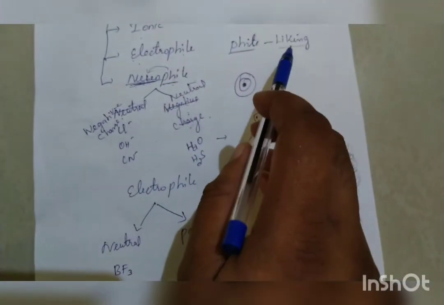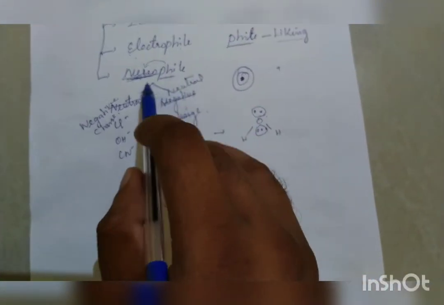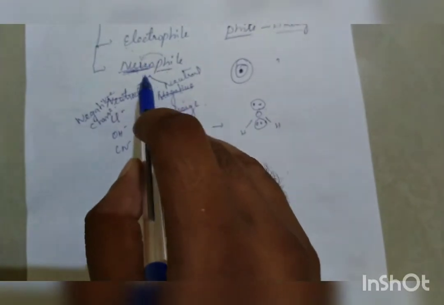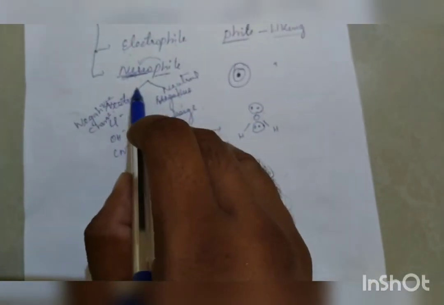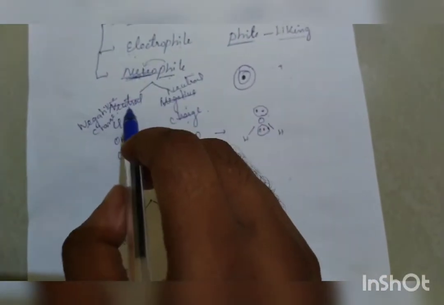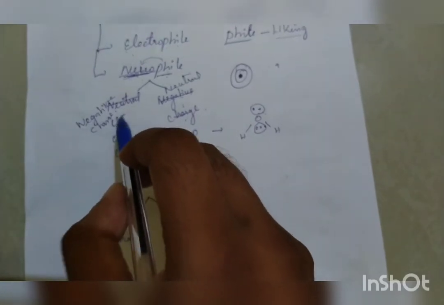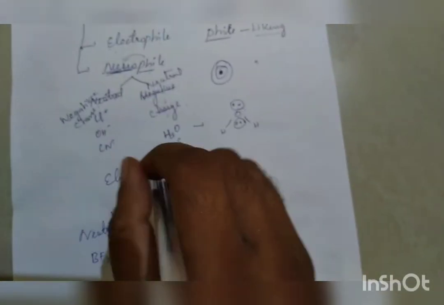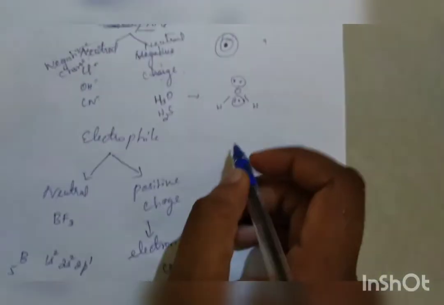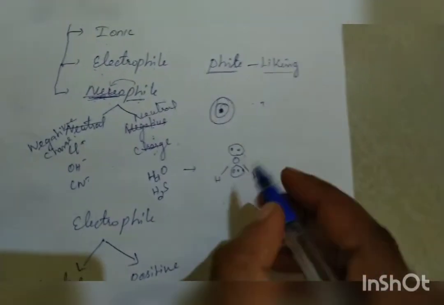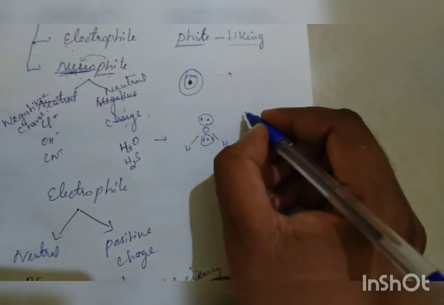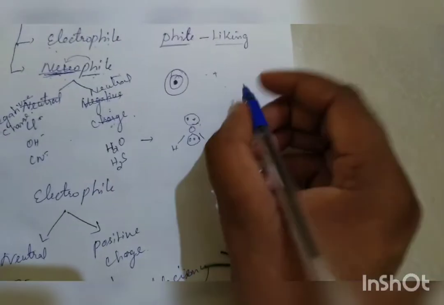Phile means liking. Nucleophile means nucleus liking. Who can be nucleus liking? Only the negative charge can be nucleus liking. Here, how the lone pair comes, you can see it is very simple. Already we know, but I will tell again.